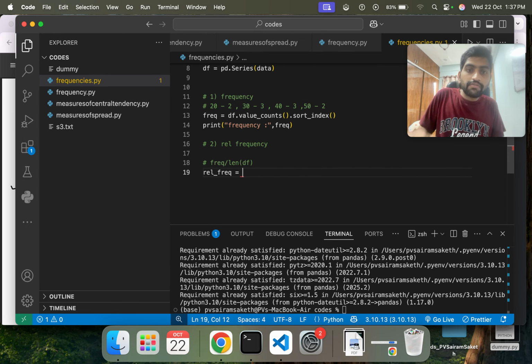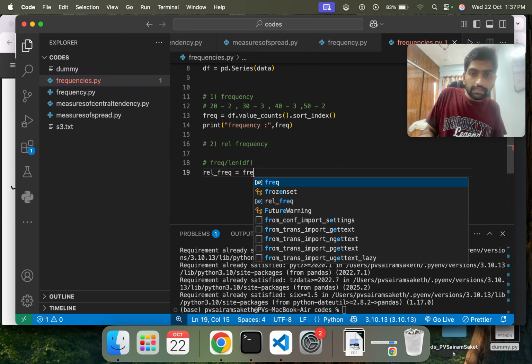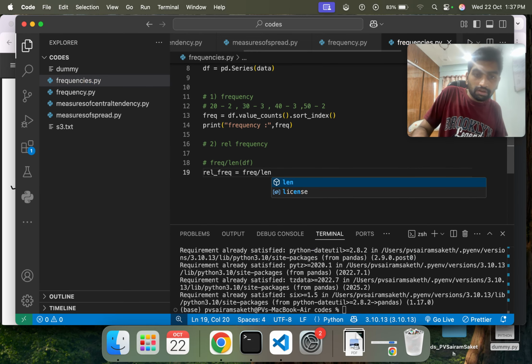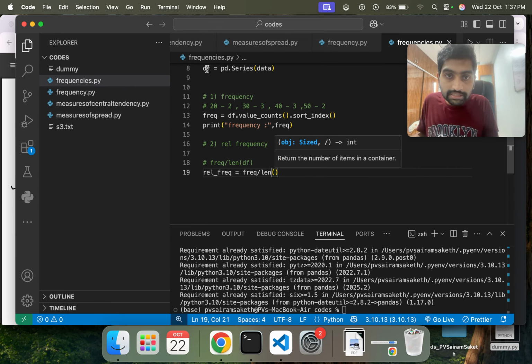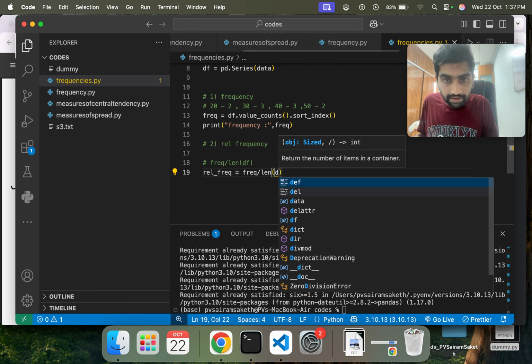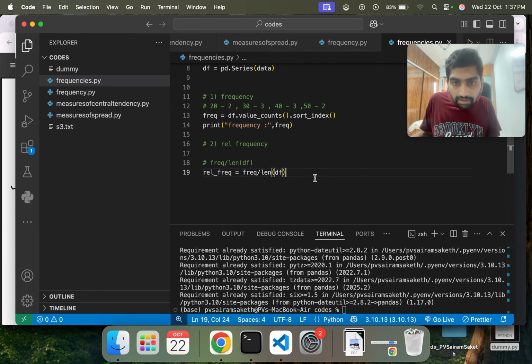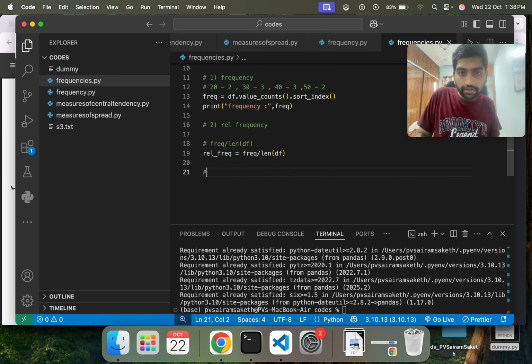For relative frequency, what will I use? I will just write the frequency upon the length of, what is the length I want for this data? I want the length, so I will write length of df. After doing this, it will give me the length of this particular data, and this is the function that we use to define the relative frequency. The third one is the cumulative frequency.